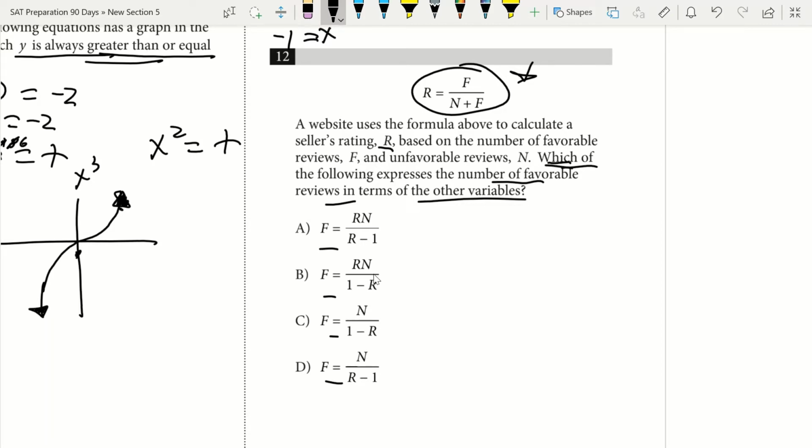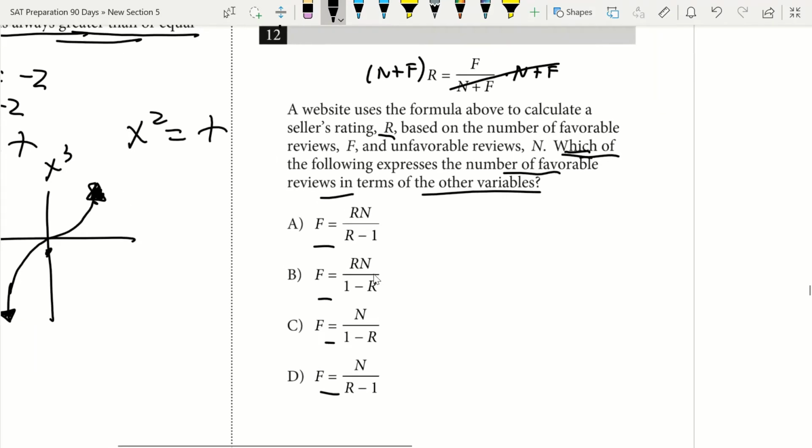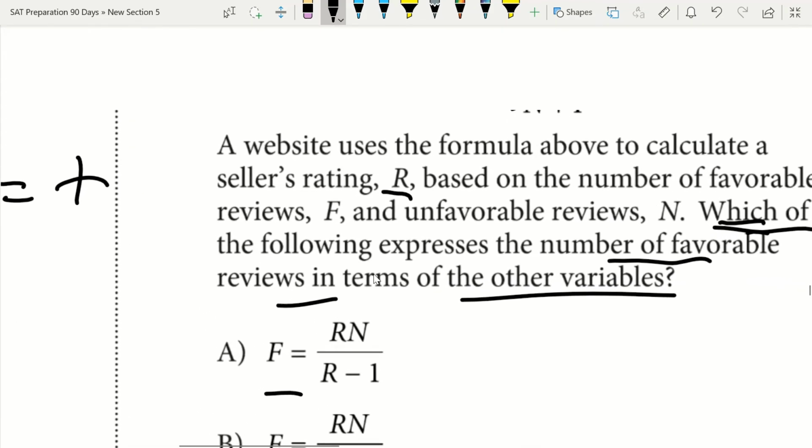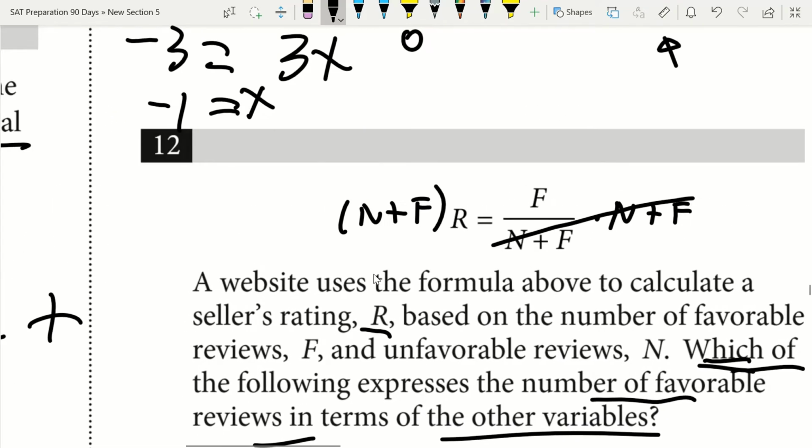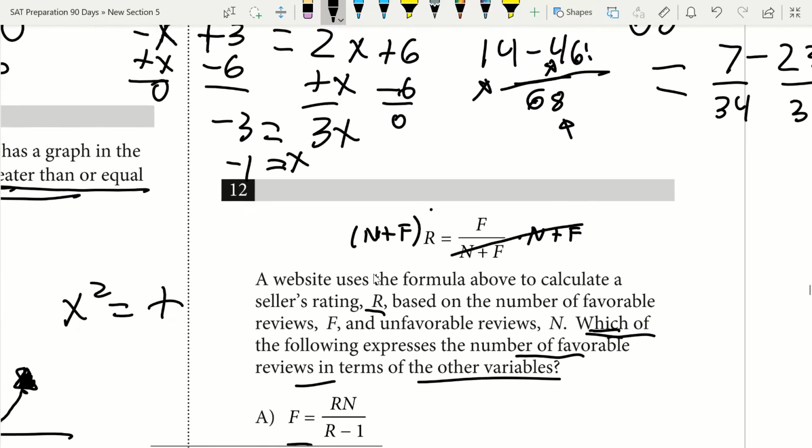All right, so I'm going to go ahead and solve for f. So what I'm going to do here is erase that. I got to multiply each side by n plus f, and I'm going to zoom in here real quick so you can see that better. All right, multiply each side by n plus f. Hang on a minute. All right, this is glitching, so I'm going to zoom back out.